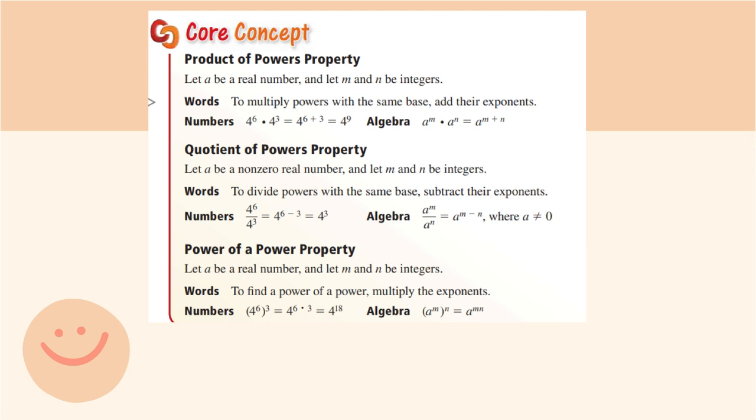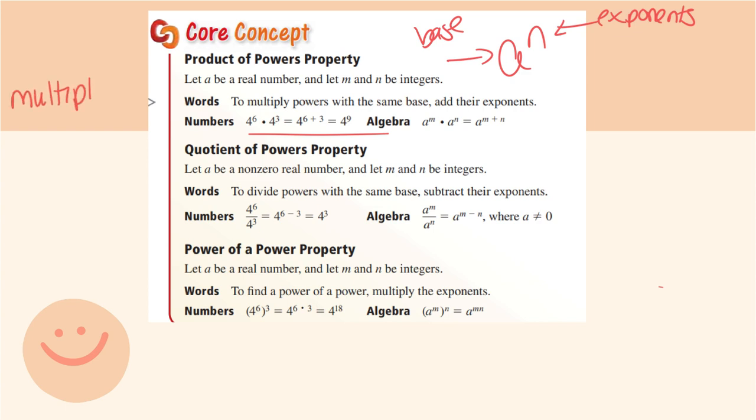Product of powers property. Let a be a real number and let m and n be integers. Recall that we have a to the n, where a is our base and n is our exponent. We're going to multiply, in this example, 4 to the power of 6 times 4 to the power of 3. So when you're multiplying, you're going to add your exponents. When we have a quotient, which is another word for division, you're going to subtract.